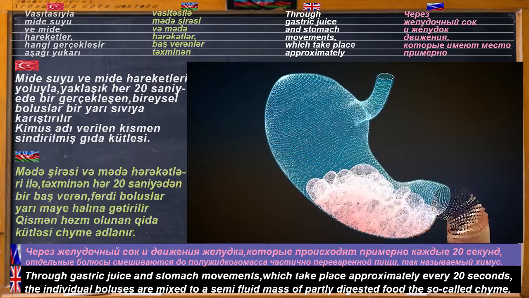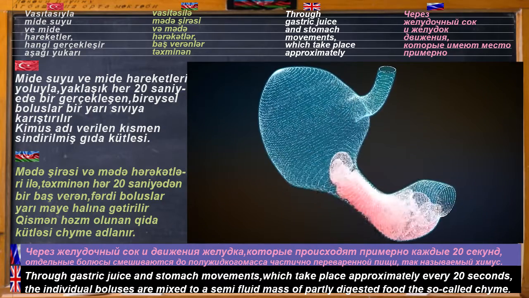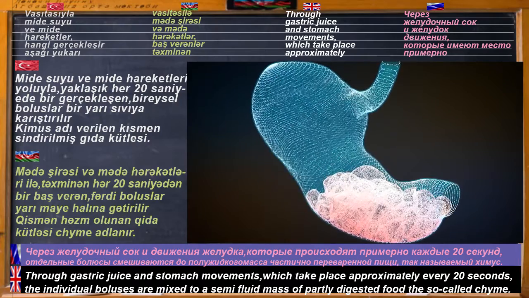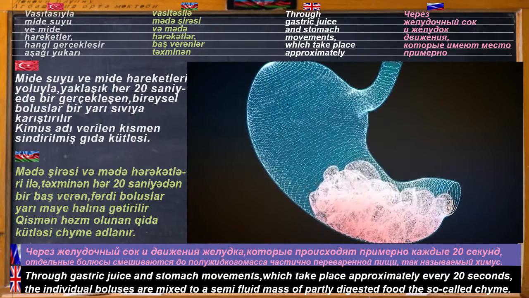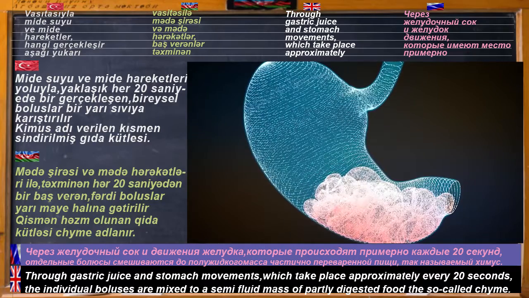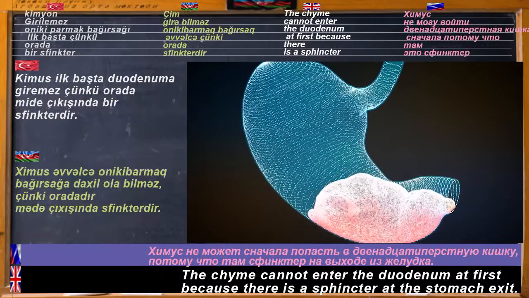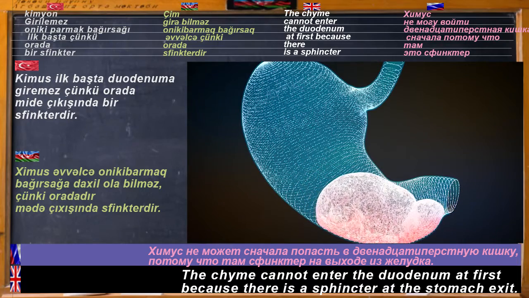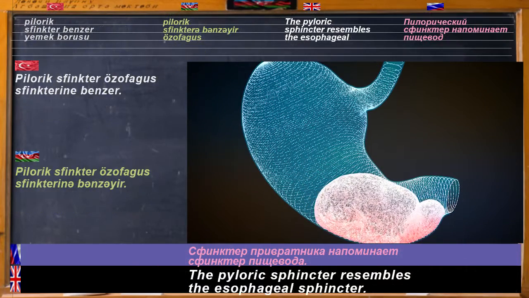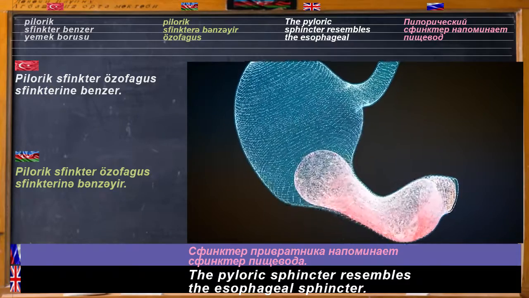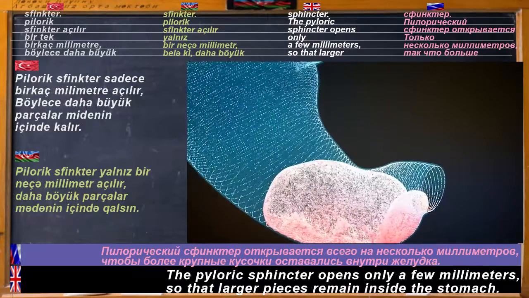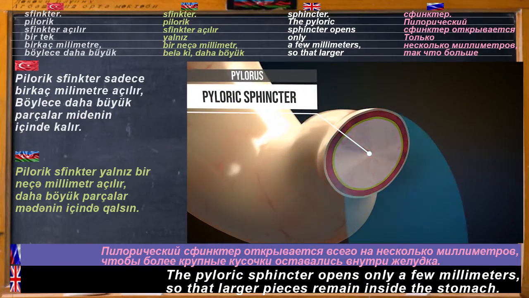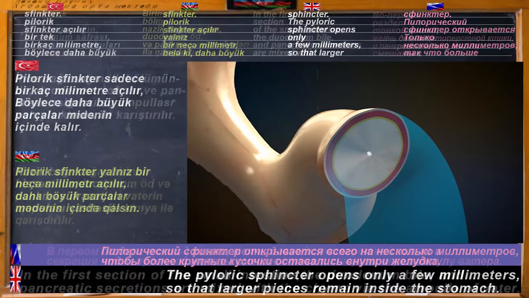Through gastric juice and stomach movements, which take place approximately every 20 seconds, the individual boluses are mixed to a semi-fluid mass of partly digested food, the so-called chyme. The chyme cannot enter the duodenum at first because there is a sphincter at the stomach exit. The pyloric sphincter resembles the esophageal sphincter. It opens only a few millimeters, so that larger pieces remain inside the stomach.